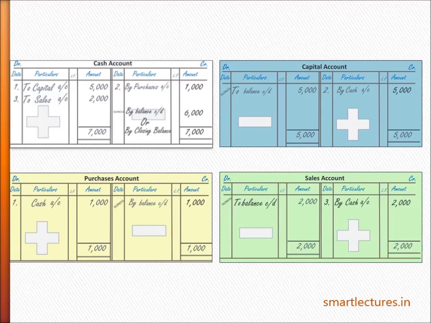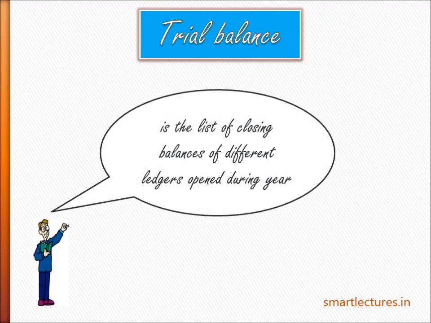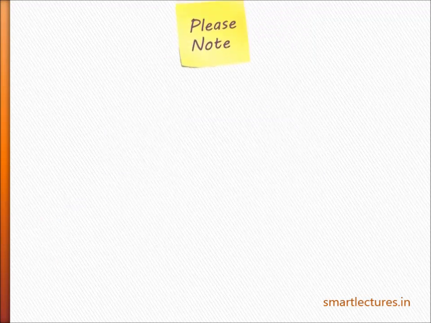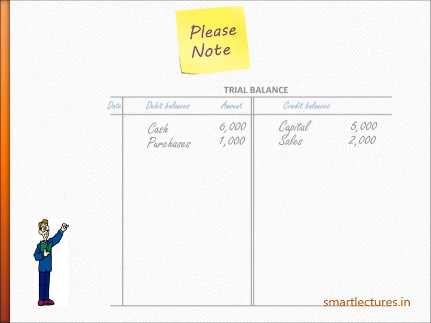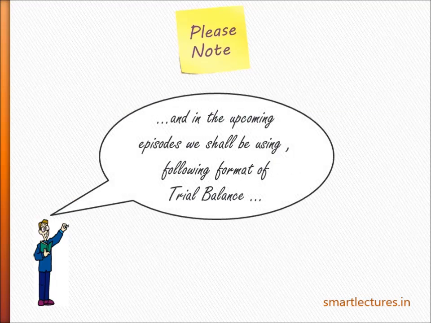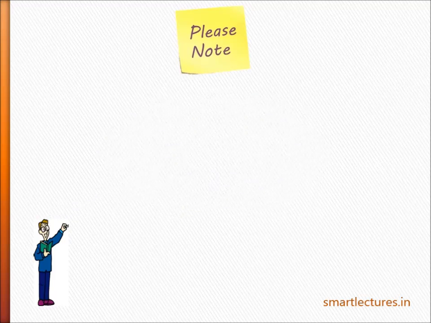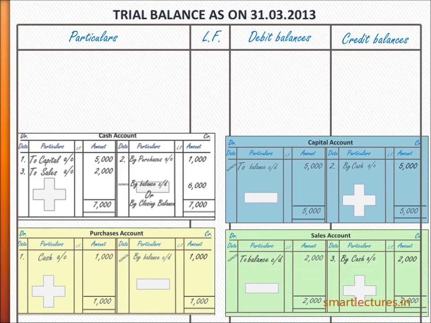Now let's move to the trial balance. You know, trial balance is the list of closing balances of different ledgers opened during the year. This is the list of balancing figures or closing balances. So trial balance as on 31st March 2013, on the left hand side.